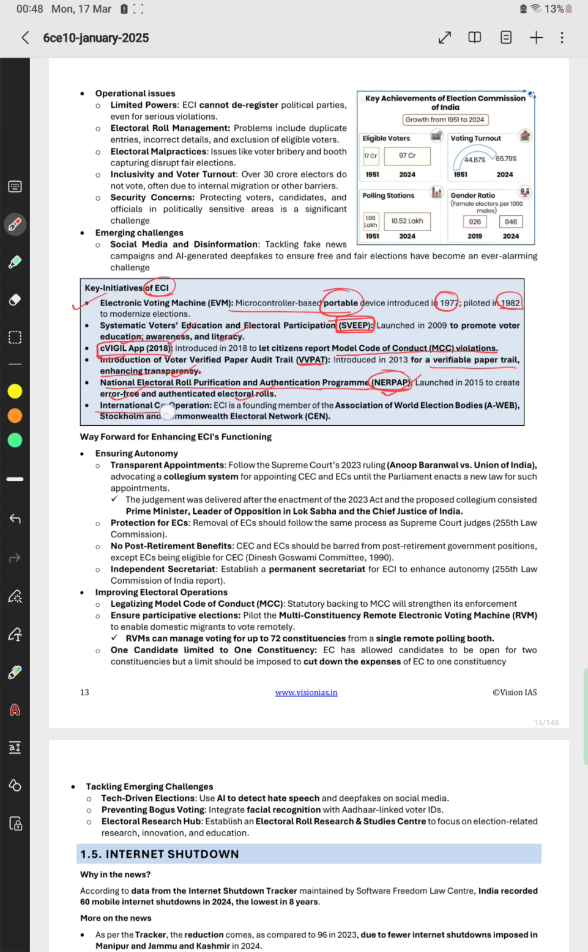International cooperation, with the association of AWEB and CEN, Commonwealth Electoral Network.